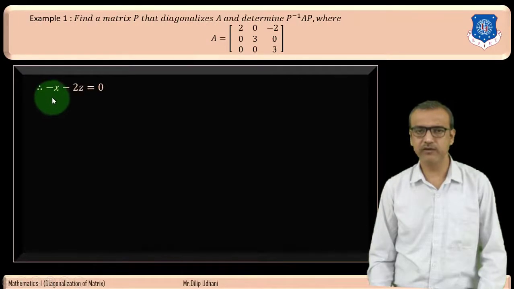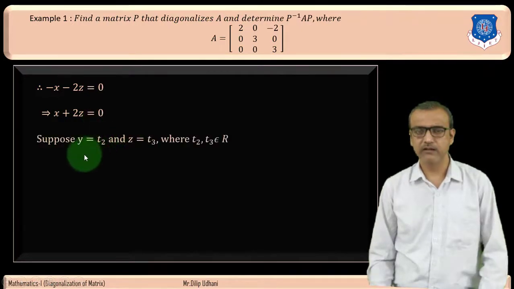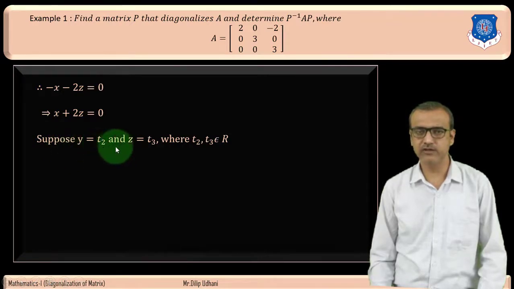Now this is equation number 1: minus x minus 2z equals 0. Multiplying this equation by minus sign, we have x plus 2z equals 0. As discussed earlier, y and z are free variables. So suppose y equals t2 and z equals t3, where t2, t3 belong to R. Now we will find x from this equation. So we have x equals minus 2z, and the value of z equals t3, so the value of x is minus 2t3.